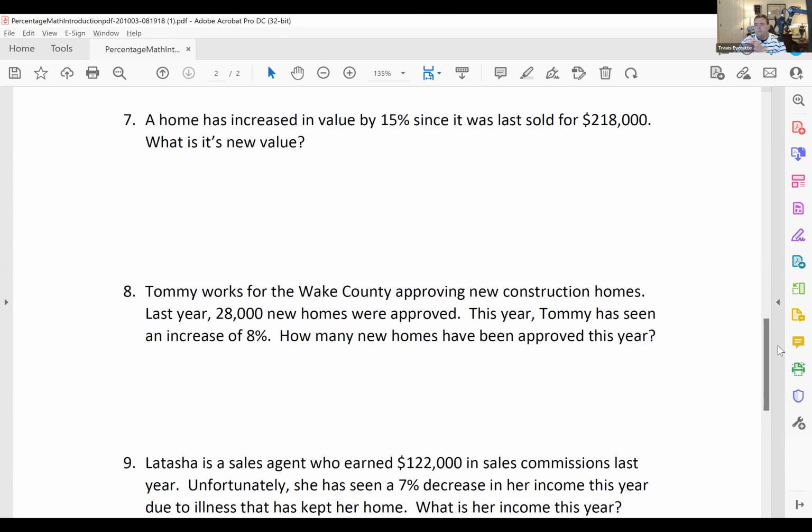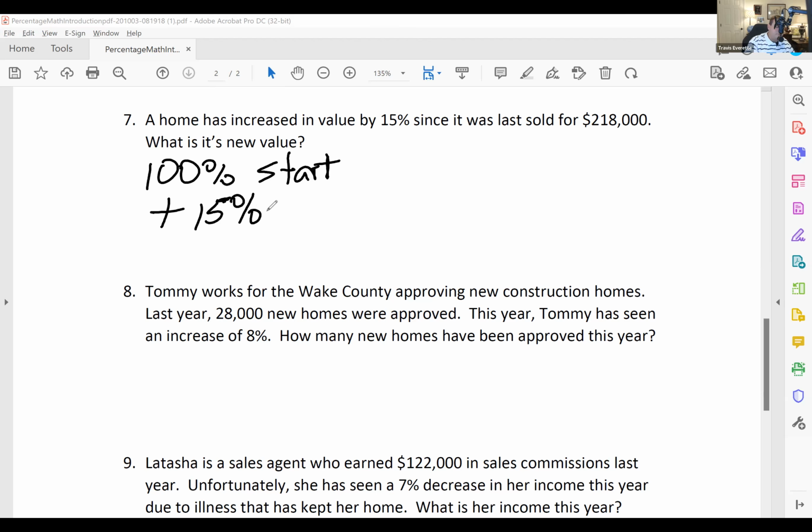But here's the thing. Did it start from 0%? Or did it start from 10%? It went up by 15, but where did it start from? I need to know where it started from. With percentages, everything starts at 100%. Whether it goes up or down, it starts at 100%. 100% is always your starting point. So 100% start, and then we increased by 15%.